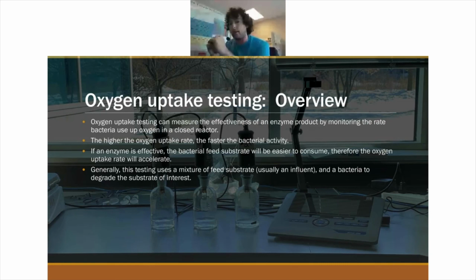We use the YSI multi-lab setup. It's not necessarily the best or worst setup. It just happens to be what we use on our site. It's nice because you can run 3 bottles at the same time. But generally, you'll use a feed substrate and some bacteria of interest to degrade your substrate present.